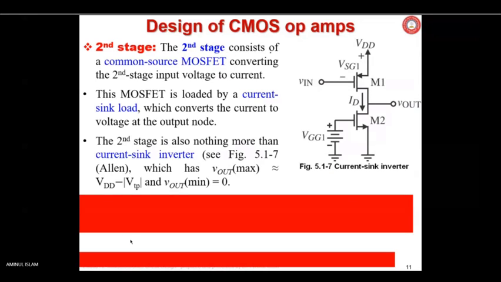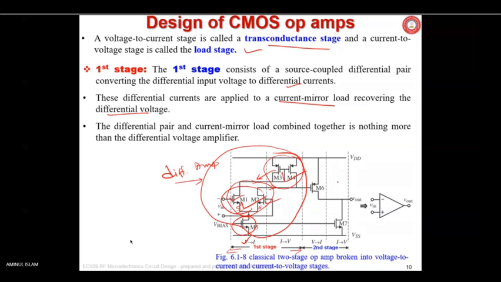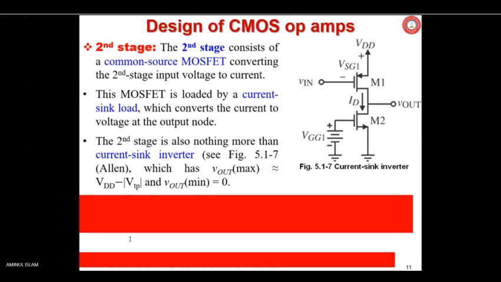Second stage. The second stage is from here to here. These two MOSFETs, M6 and M7, are the second stage. This is nothing but a common source amplifier, CS stage, but this is with a P MOSFET. Okay, a P MOSFET based common source amplifier. This P MOSFET is loaded with a current sink. It is going to sink current. Okay, this MOSFET M2 is sinking current.